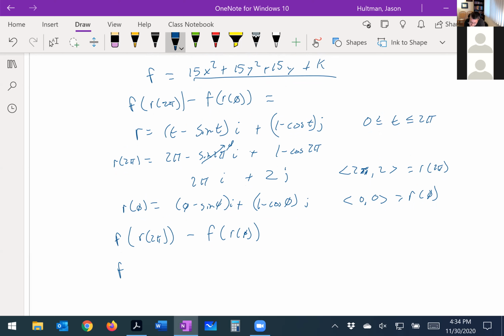I feel like I screwed up somehow, because it should come out to 0. Why is it not coming out to 0? It says in my notes that r of 2 pi is equal to 2 pi and 0, but I'm getting a 2 here.